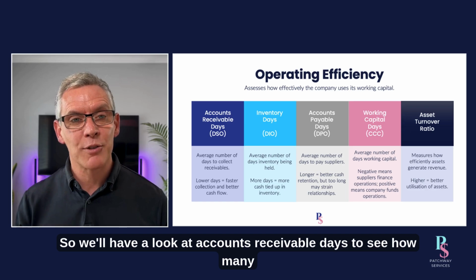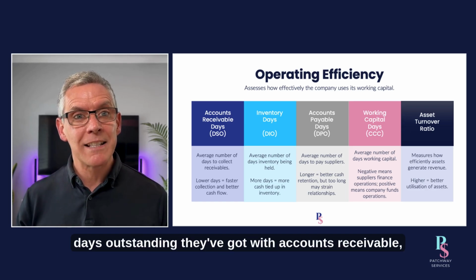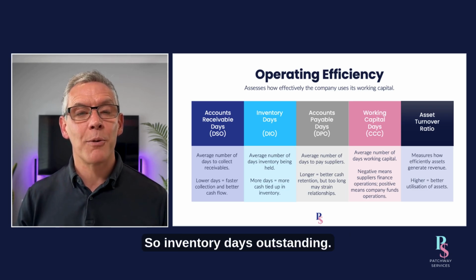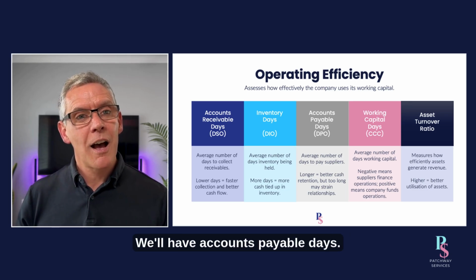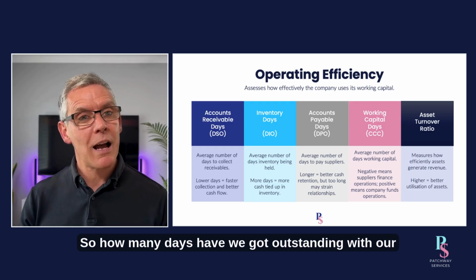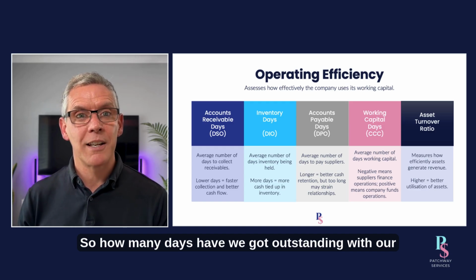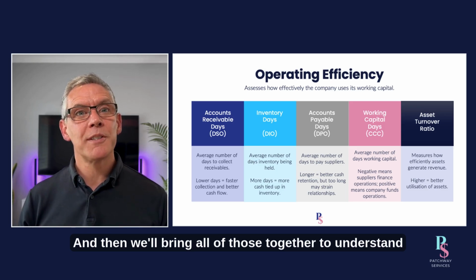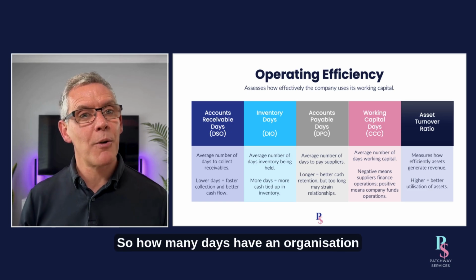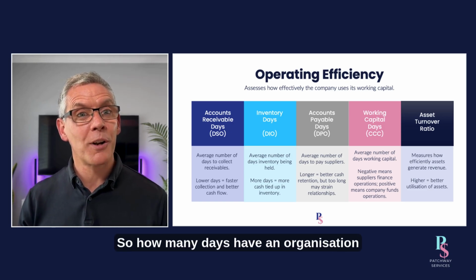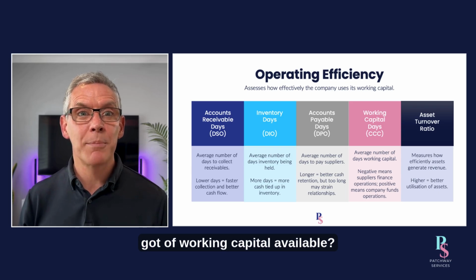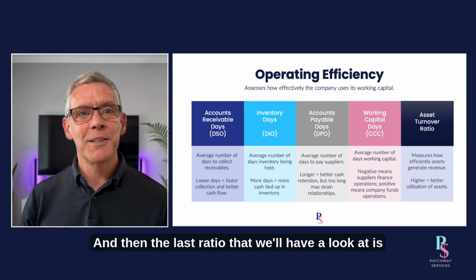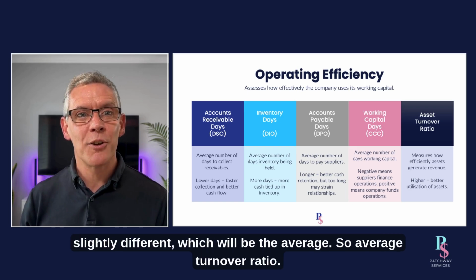So we'll have a look at accounts receivable days to see how many days outstanding they've got with accounts receivable, how many inventory days they've got, so inventory days outstanding. We'll have accounts payable days, so how many days have we got outstanding with our accounts payable. And then we'll bring all of those together to understand the working capital cycle. So how many days does an organization have of working capital available? And then the last ratio that we'll have a look at is slightly different, which will be the asset turnover ratio.